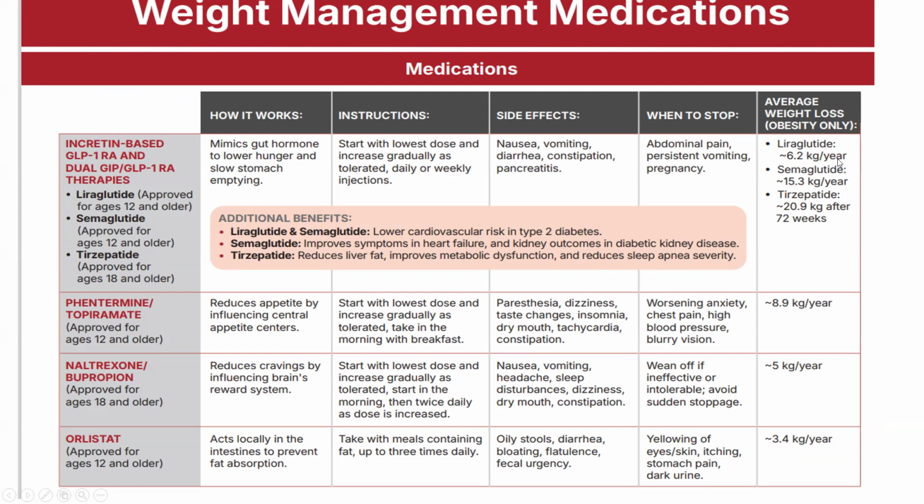Liraglutide around 6.2 kg per year. This is as per the studies. 15.3 kg per year for semaglutide and around 20.9 kg after 72 weeks for tirzepatide. This is as per the studies on these particular medications.